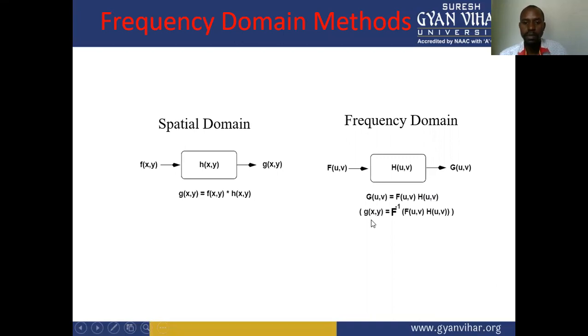So this output image is basically the product of the Fourier transform and the transfer function, which can also be written as g(x,y), and this is given by the inverse of F. Now this inverse of F is what makes the process reversible. When we reverse this process, we find the inverse of the Fourier transform of F(u,v) times H(u,v), which gives us the input image that we originally had.